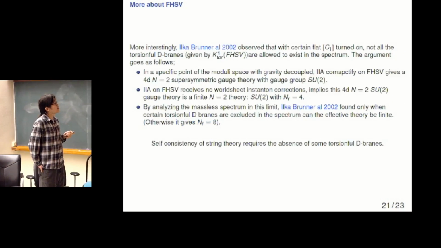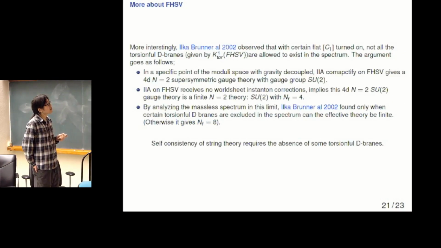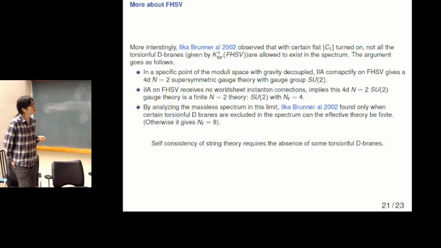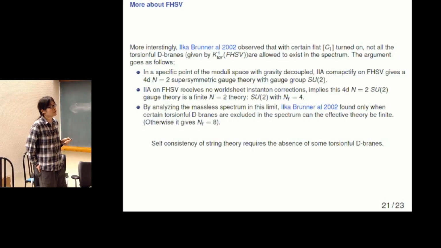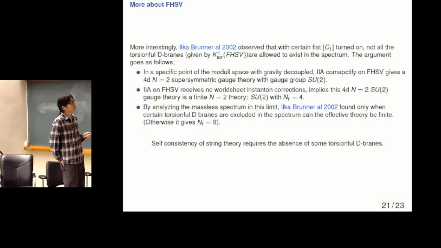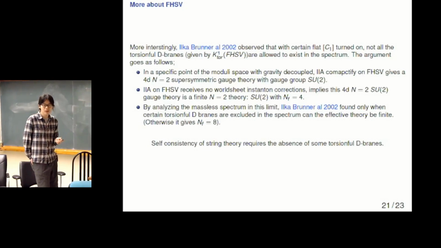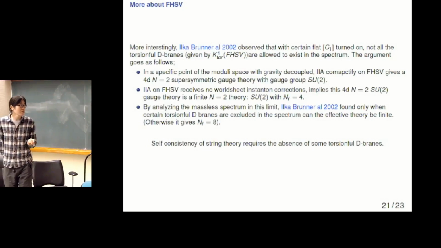More interestingly, in a paper, I think written by Ilka Brunner, Jacques Distler, and Rahul Mahajan, they observed that with certain flat C1 turned on, not all the torsional D-brane labels given by the torsion subgroup of K1 are allowed to exist in the spectrum. The argument goes as follows. At a specific point of the moduli space with gravity decoupled, type 2A formulated on FHSV will give us a 4D N=2 theory with gauge group SU(2).